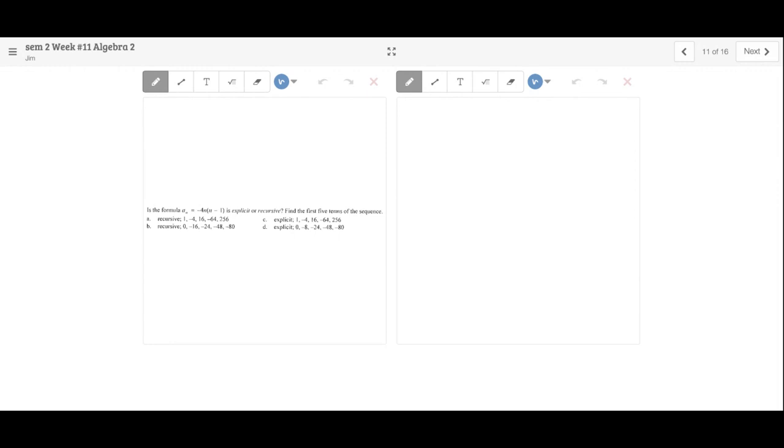Right. So we know it's explicit, and then it asks us for the first 5 terms. Well, if I want to find the first 5 terms, I just plug in 1. So that's -4 times 1 minus 1, that's 0. So I know the first term is 0. I could probably stop right now, couldn't I? Because there's only one answer out there that's explicit with a 0 for the first term. So, oh no, another D. Darn it. We're back to D.